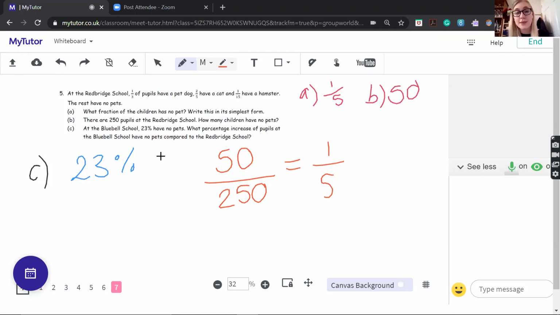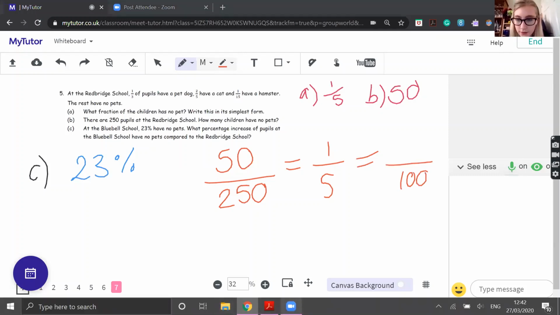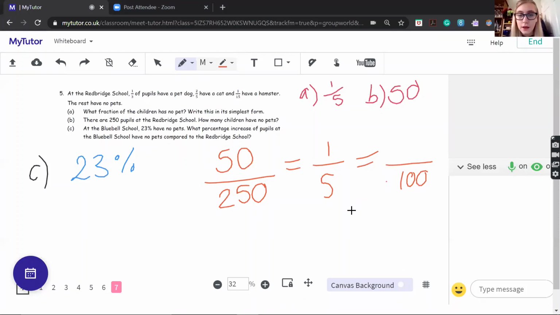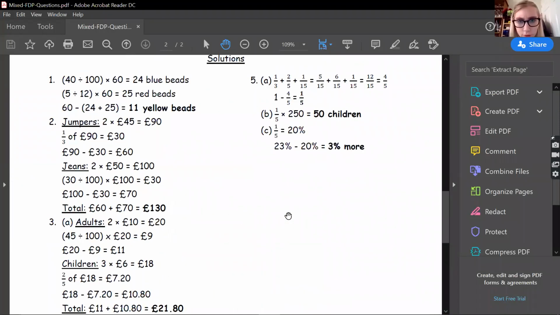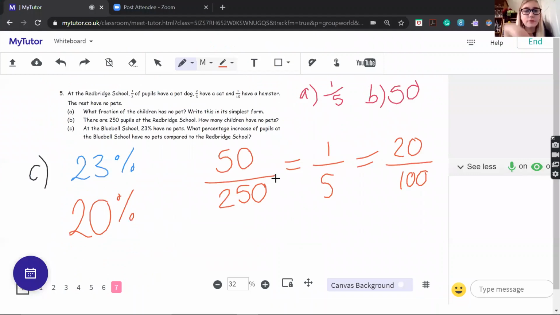Now the nicest way to make this into a percentage, if you remember, is to put it as something over 100. So we have to times it by 20, so we times the 1 by 20, so it's the same as 20 over 100, which means that it's 20%. So I'm pretty sure the answer wants you to say that that's 3% more. I'm just going to check that actually, because sometimes they're a bit worried about that. Yeah, 3% more, there we go. And as some of you correctly pointed out, that's 3% more.